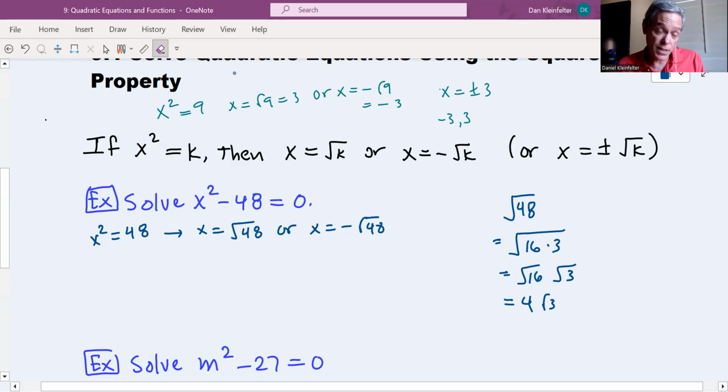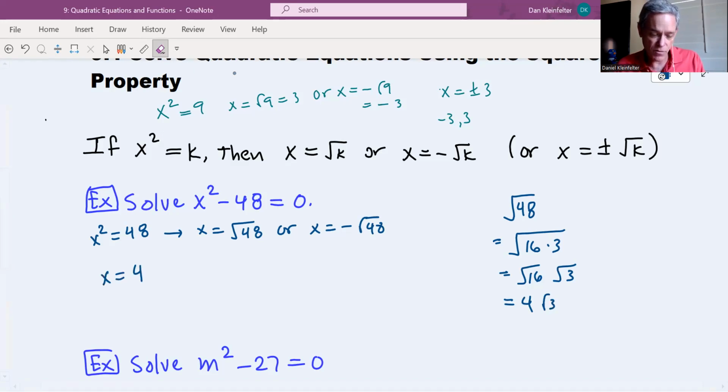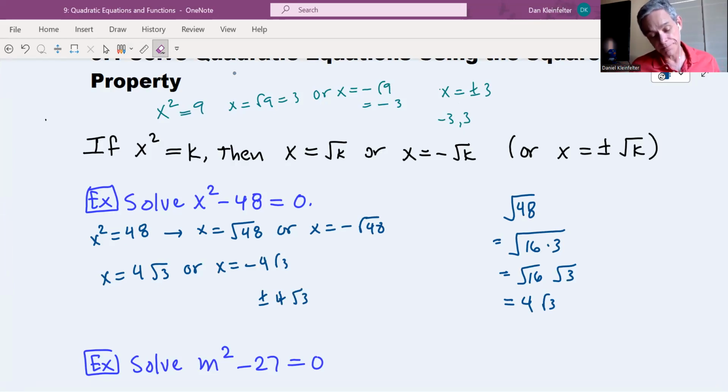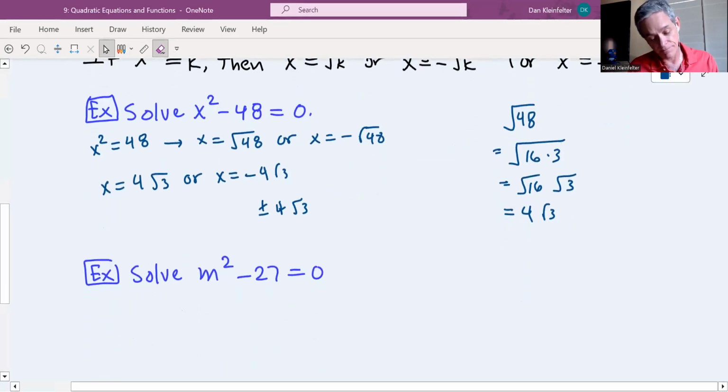All right, so then continuing on with our main work, x is equal to 4 square root 3, or x is minus 4 square root 3. If you want to use the plus or minus sign, plus or minus 4 square roots of 3. All right, so there's our two solutions for that.